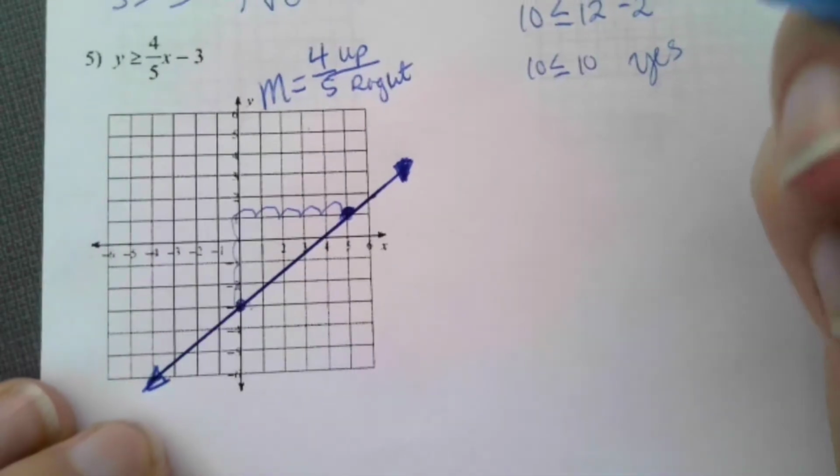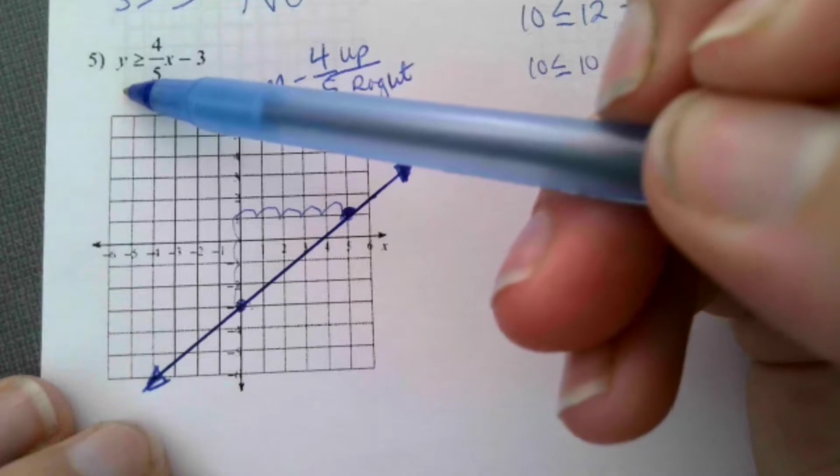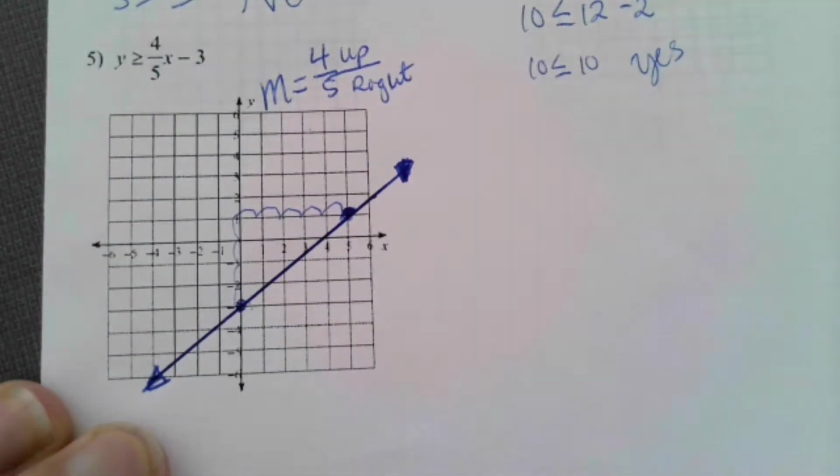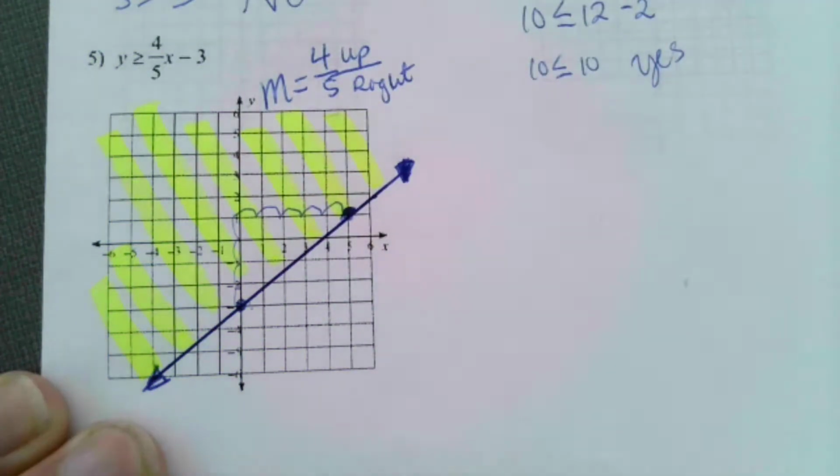All right. And now, is this saying that y is bigger or y is smaller? Bigger. So that means we shade above. And this is where a highlighter comes in handy. There's a jar of them next to the pencils if you need one. And I highlight up there.